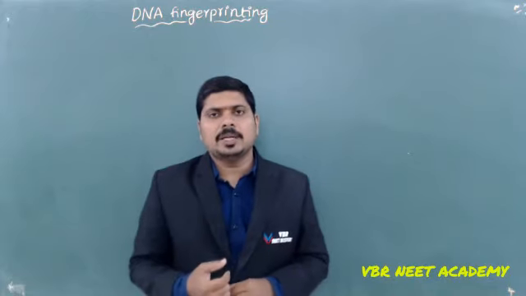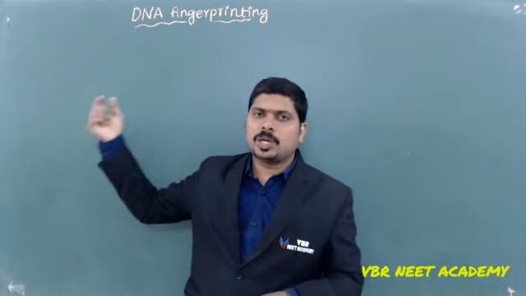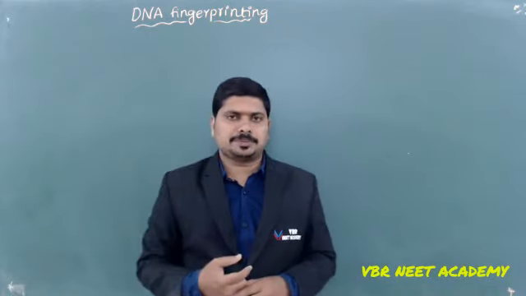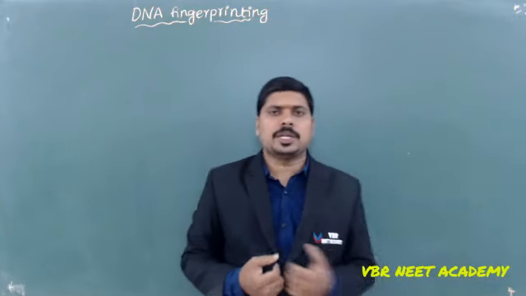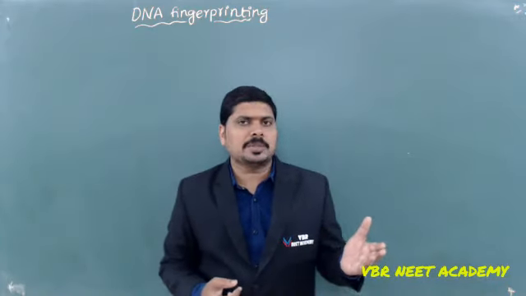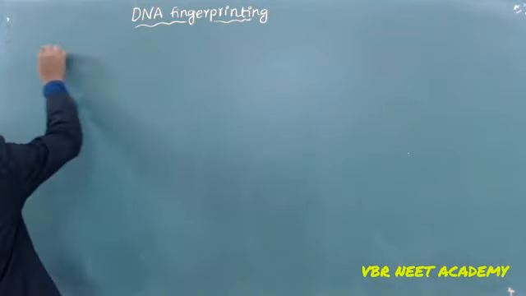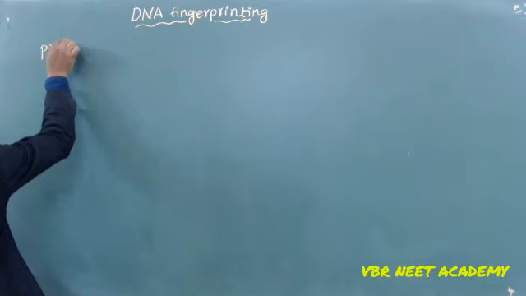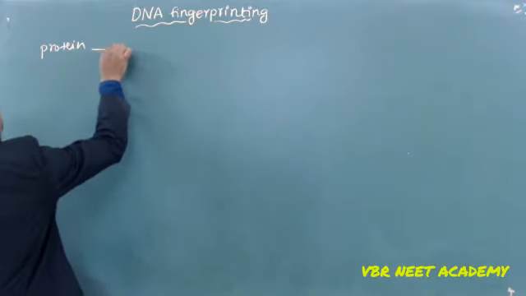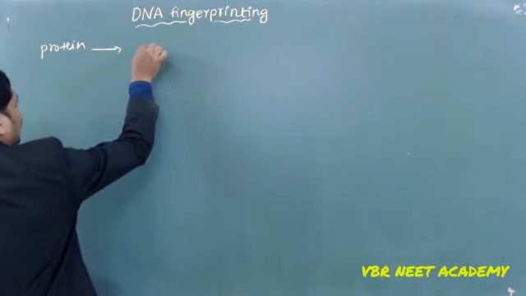Understand? With DNA fingerprinting, we identify whether the base sequence is the same or not. How do we perform this? Say, for example, you got some protein. That protein is nothing but a sequence of amino acids. I collected a protein from there.